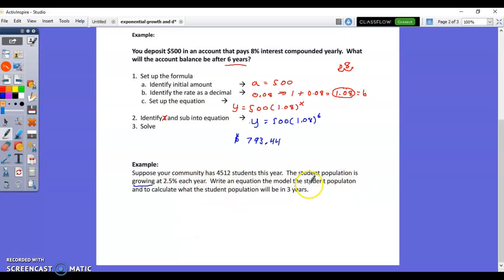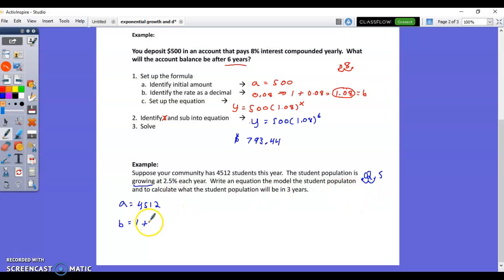Write an equation to model the student population to calculate what the student population will be in 3 years. So A is our initial amount, so we have A equals 4,512. Our B is going to be 1 plus 2.5% as a decimal. So 1 plus 2.5%, again, I move that 2 spaces, and I put a 0 there.